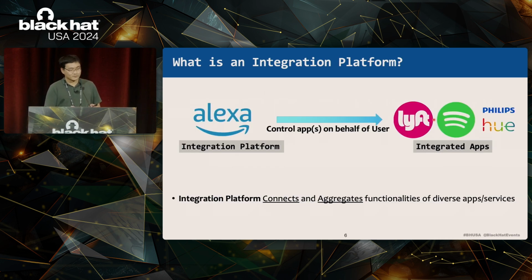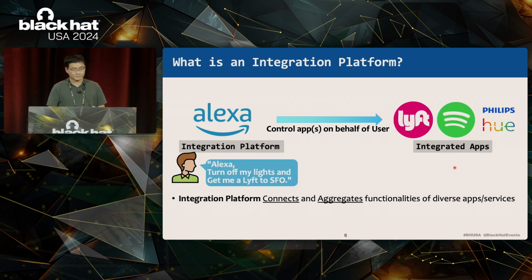The commonality between these platforms is that they all wish to build an all-in-one solution that will connect and aggregate the functionalities of diverse apps or services on the internet. For example, you can ask Alexa to turn off your smart bulbs and then get a ride with Lyft to the airport. But in this example, since you are communicating through Alexa, the Lyft server must somehow figure out which Lyft account is requesting the ride. So that's how account linking comes into play.